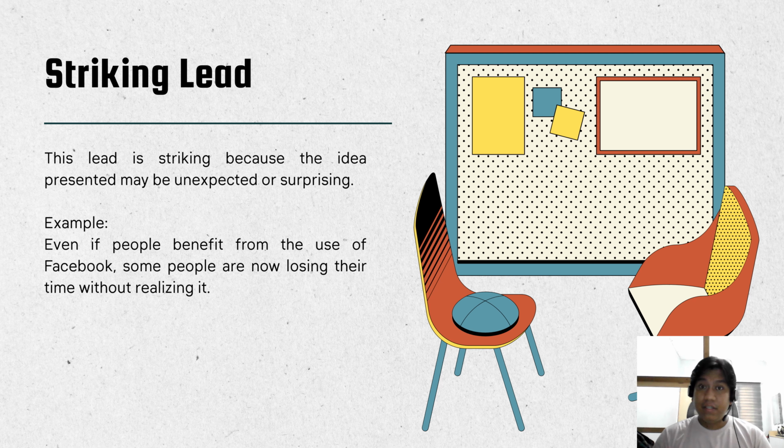The last type of delayed lead that we are going to discuss is the striking lead. This lead is striking because the idea presented may be unexpected or surprising. Here is an example. Even if people benefit from the use of Facebook, some people are now losing their time without realizing it. So now we all know the basic types of leads, and we already discussed the first part of a news story. We're now going to the next part.